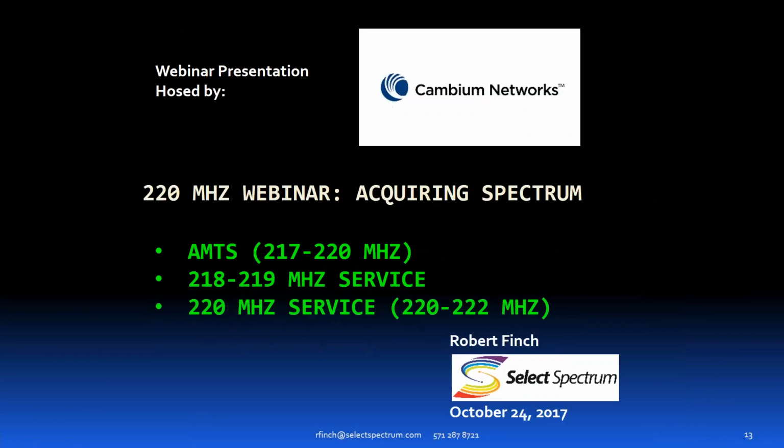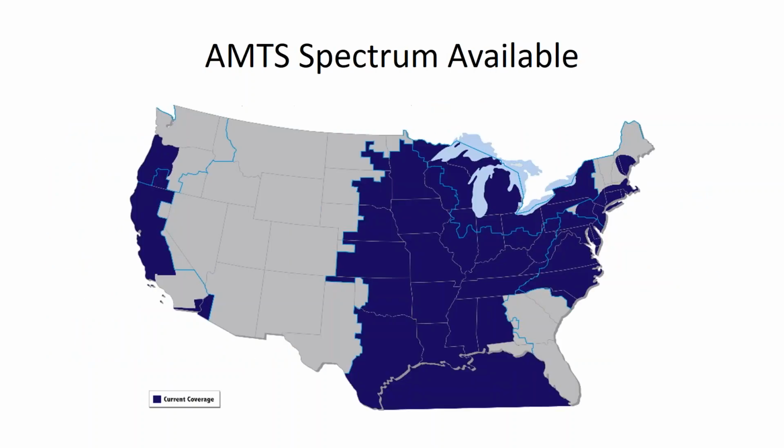Okay, thanks both of you. There's another question. This one I think particularly for John. This drawing of the AMTS spectrum, the map I'm showing on the screen now, it has a blue line through Wisconsin and Illinois. Is there some significance to that line?